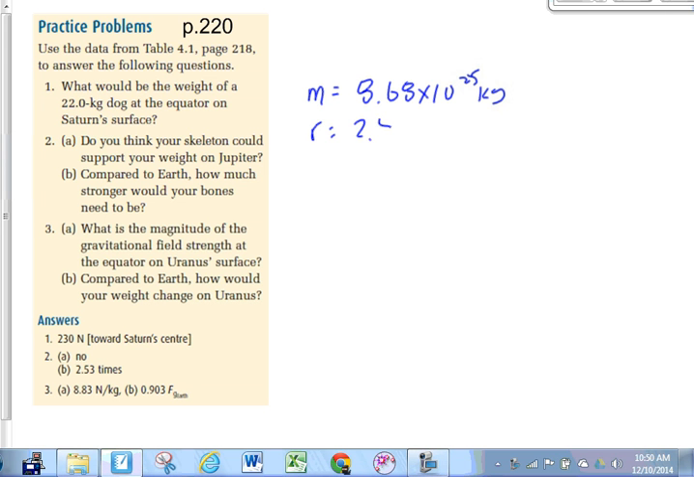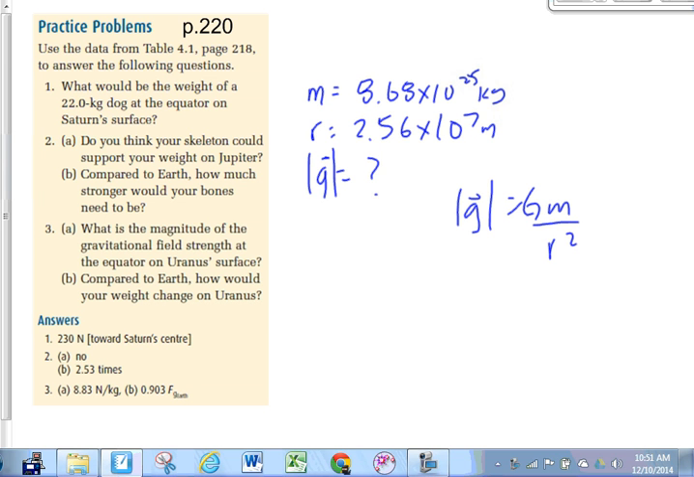And the radius is 2.56 times 10 to the 7 meters. We want to find the field strength there, right? Is the planet the producer or the experiencer of this field? It causes the gravitational field, right? So we're going to use the producer equation. It's big G m over r squared.